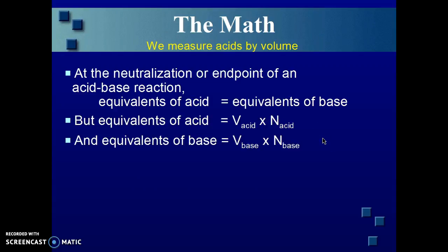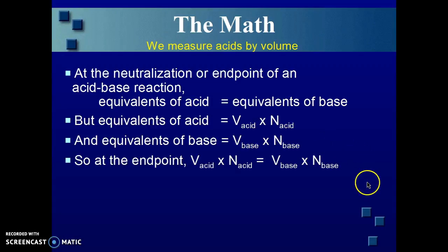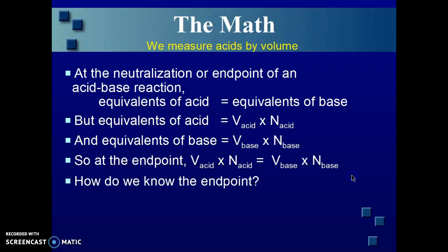And equivalents of base equal the volume of the base times the normality of the base. So at the end point, the volume of acid times the normality of the acid is equal to the volume of the base times the normality of the base. That's now our new definition of the equivalence point.